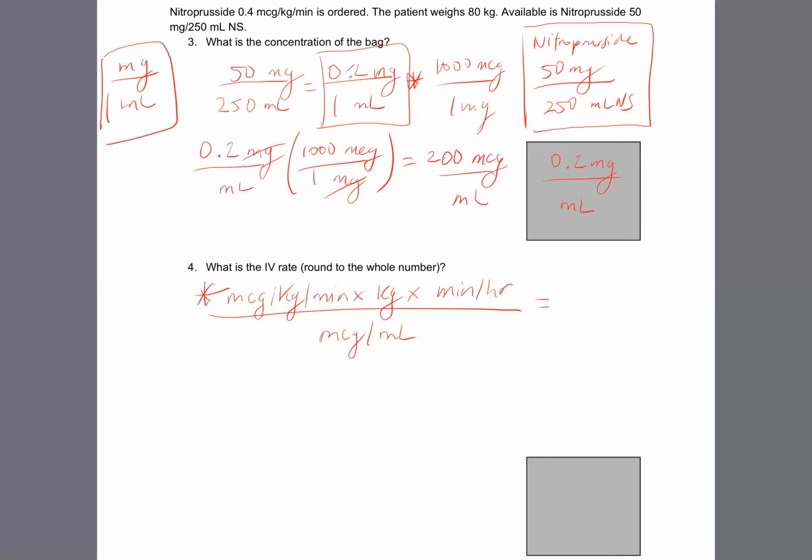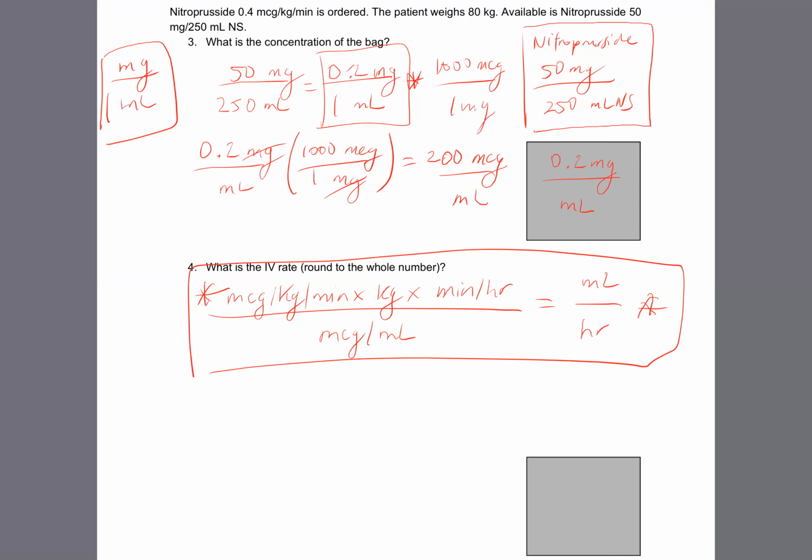And that'll equal mLs per hour. So make sure you memorize this equation. So let's see what we have. Did the problem give us the micrograms per kilogram per minute? Yes, 0.4 micrograms per kilogram per minute. Did they give us the patient's weight?